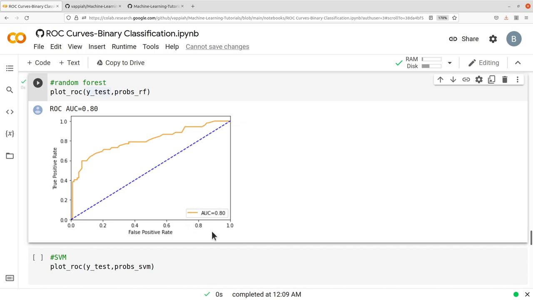If the AUC value is closer to 0, that means the model is not good. It's performing poorly in terms of being able to distinguish between the outcomes. But here it's 0.8, so it's close. It's a good model.